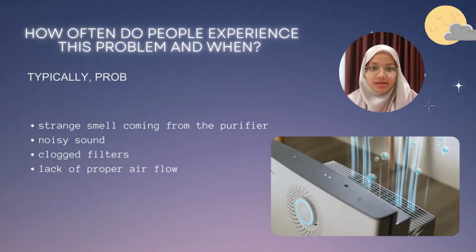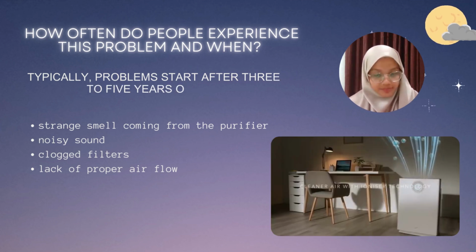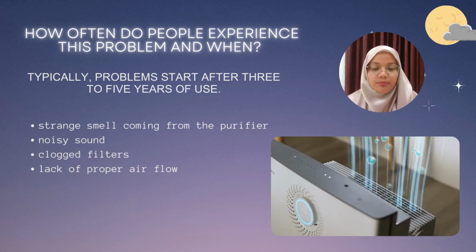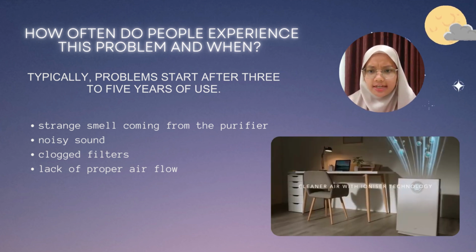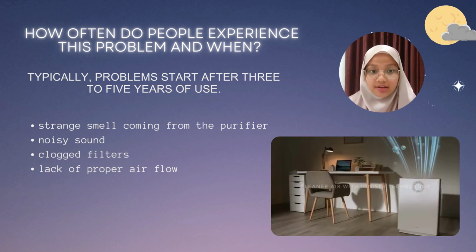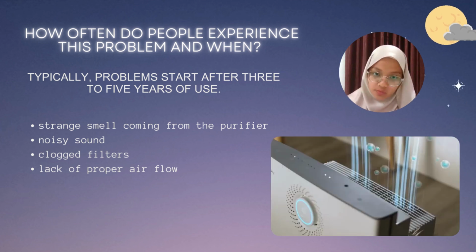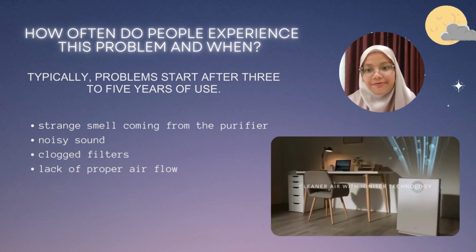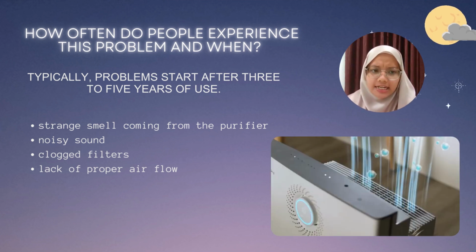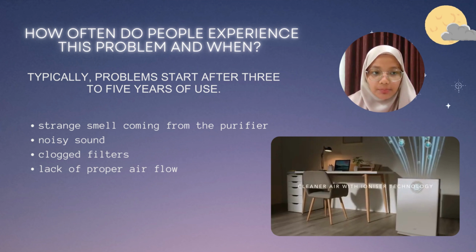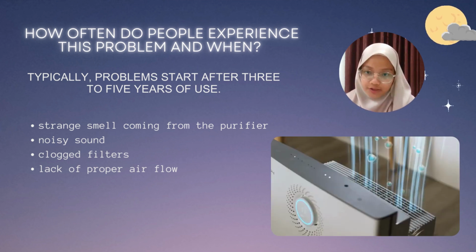Next, we will discuss how often people experience these problems and when. Typically, problems start after 3 to 5 years of use. The question here is how long do amplifiers last? Amplifiers work efficiently for at least 10,000 hours or 4 until 5 years if we use them 6 hours per day. The lifespan of an amplifier depends on how it is used and cared for by the user.